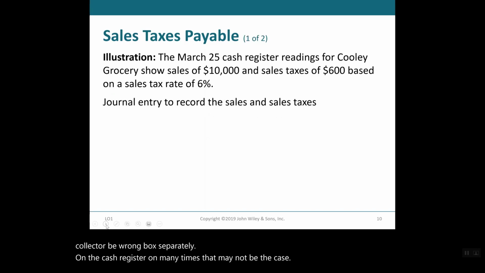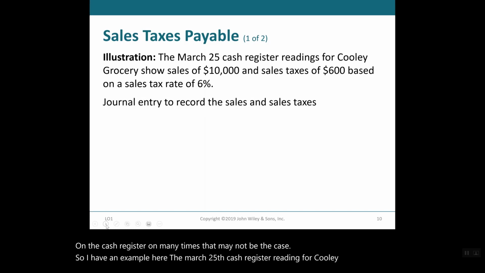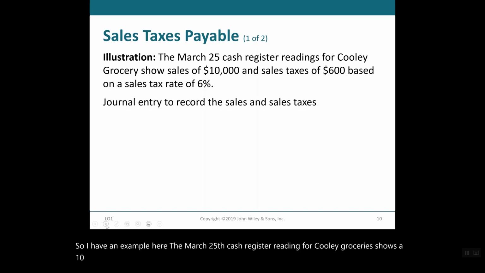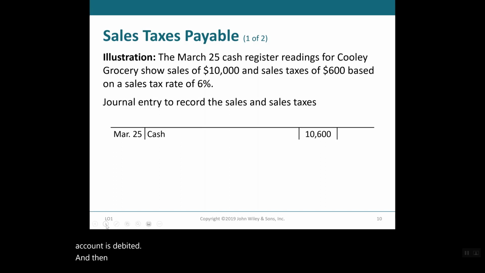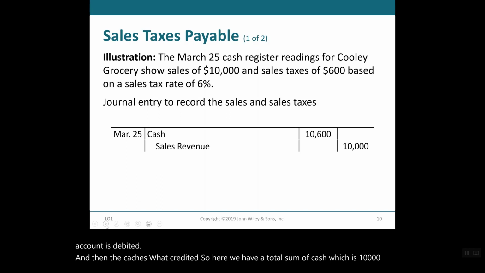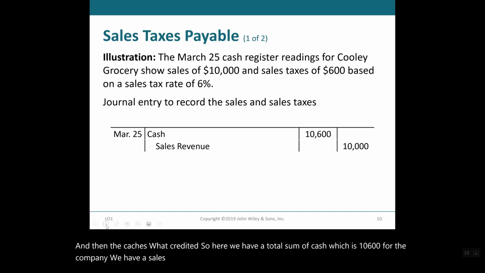So we have an example here. The March 25th cash register reading for Cooley Groceries shows sales of 10,000 and sales tax of 600, based on a sales tax rate of 6%. So in this case, it was rung up separately. When the taxes are remitted to the state's taxing agency, the sales tax payable account is debited, and the cash is credited. So here we have a total sum of cash of 10,600 for the company. We have our sales revenue to be 10,000, and then we have our sales tax payable to be what?